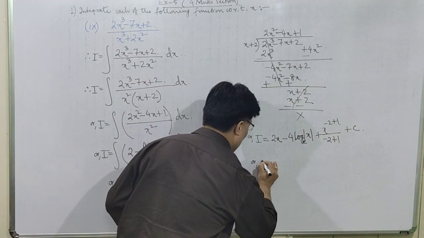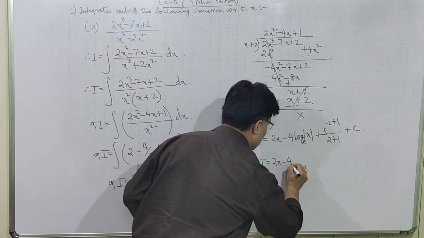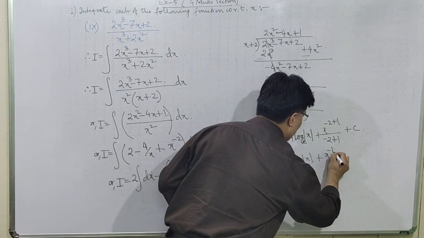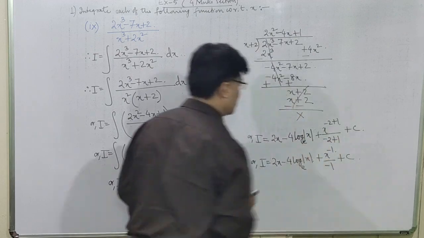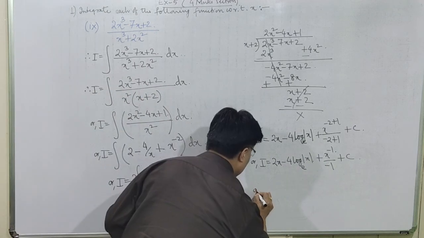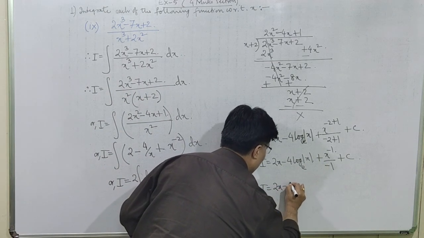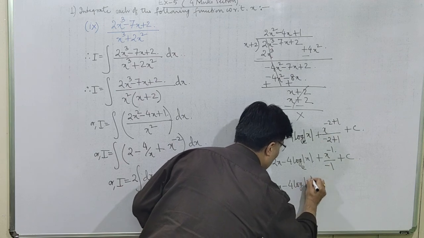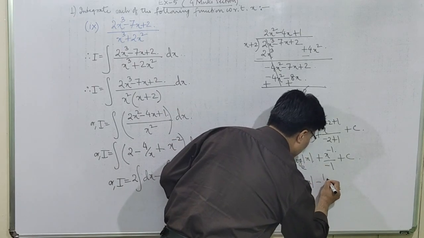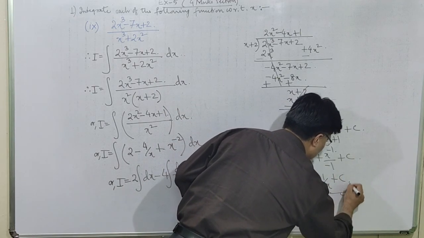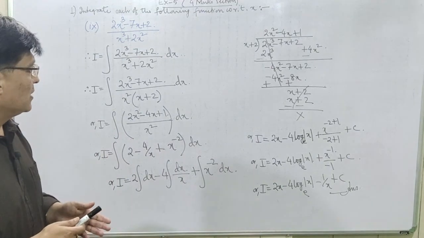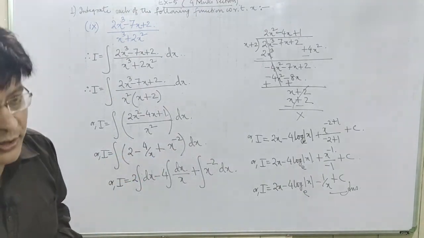So let us simplify it. I is equal to 2x minus 4 log within mod x base e, plus x to the power minus 1 divided by minus 1, plus c. Again we can simplify it further. I is equal to 2x minus 4 log within mod x, base e, and here plus and minus is minus, and x to the power minus 1 can be written as 1 by x, then plus c. So this is the final answer. I think you have understood it. You can copy it. Now we'll do the next question.